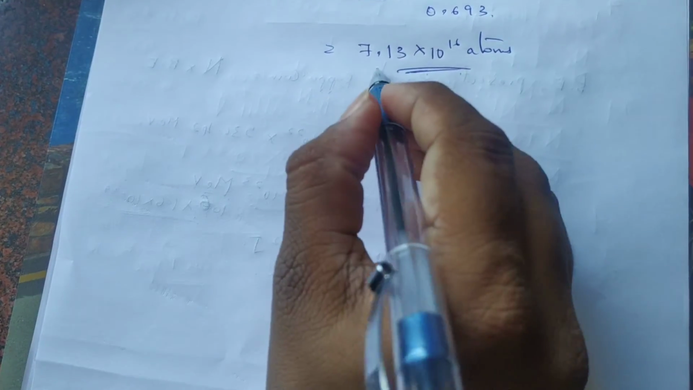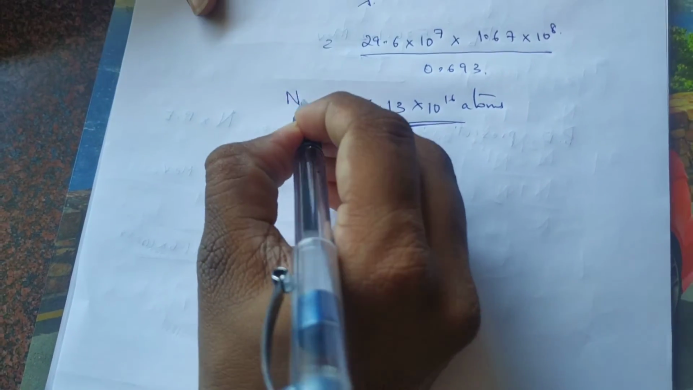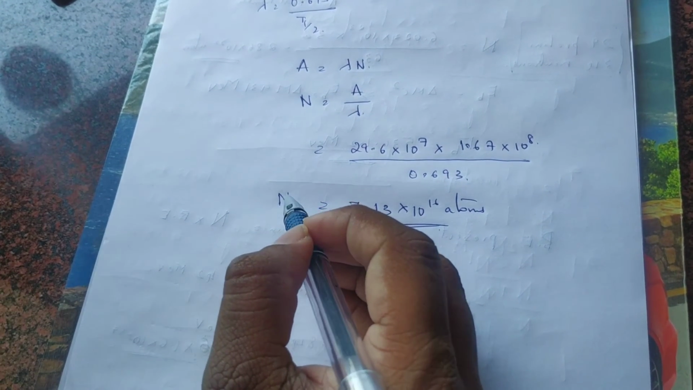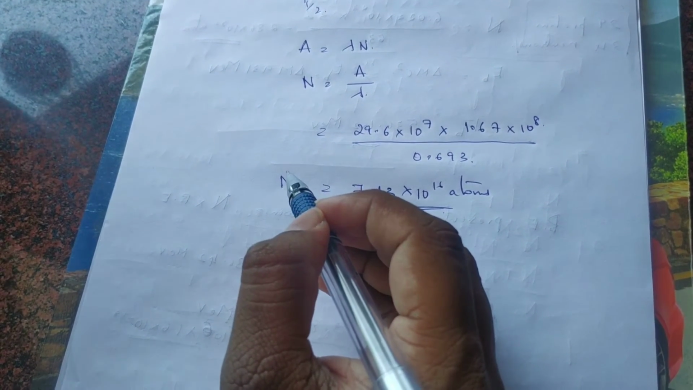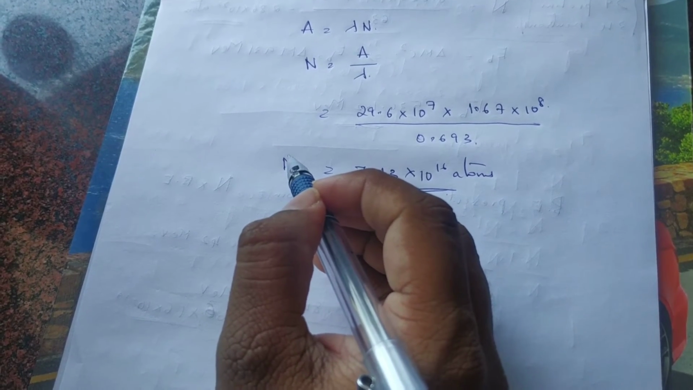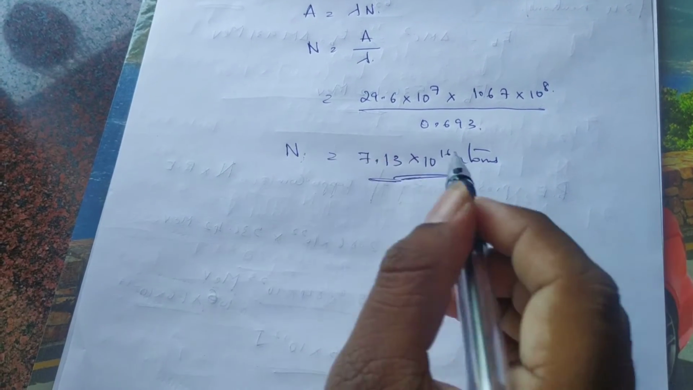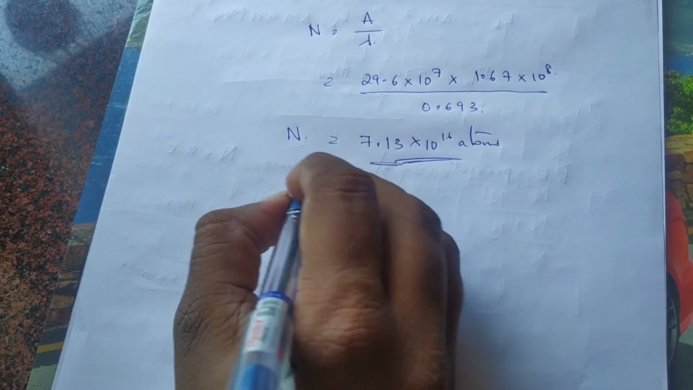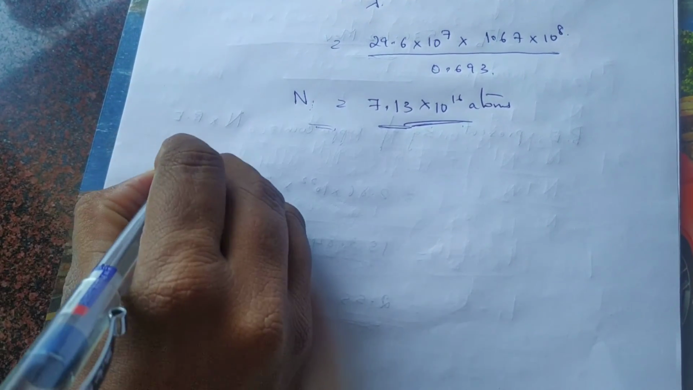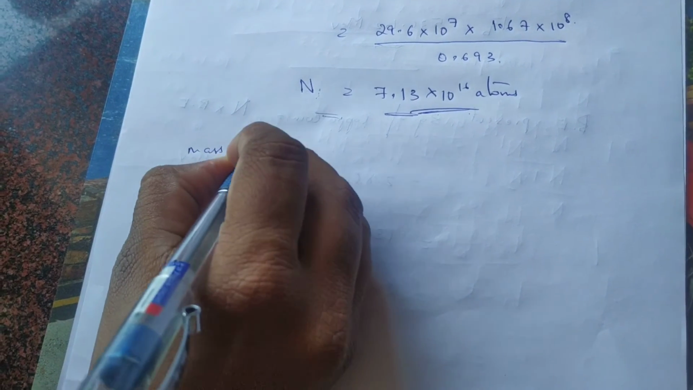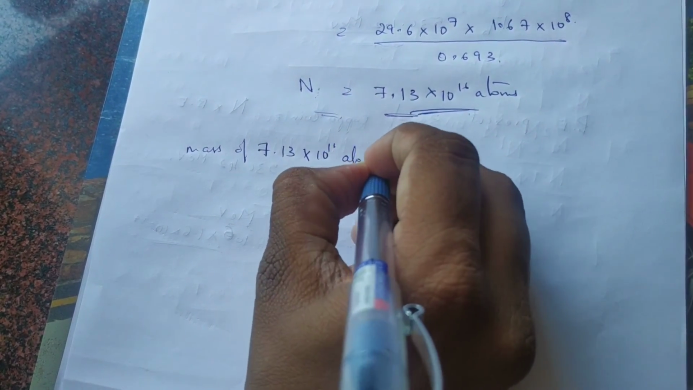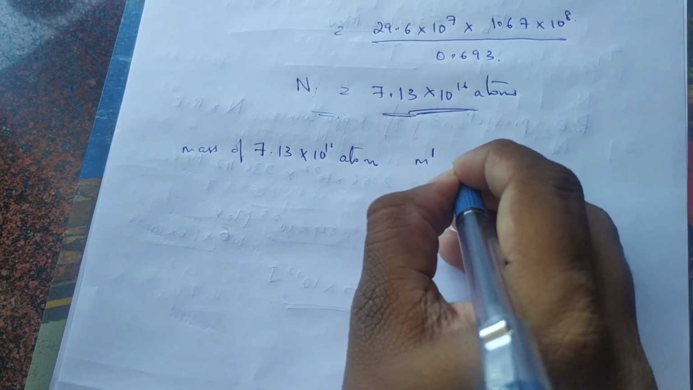So this is N. So what was the question then? Obtain the amount of cobalt necessary to provide a radioactive source of 8 millicurie strength. Half-life of cobalt was given, right? Now we have found out N. Now we have to find the mass of 7.13 into 10 raised to 16 atoms. That is, we have to find M dash.